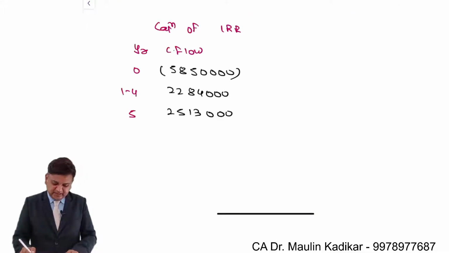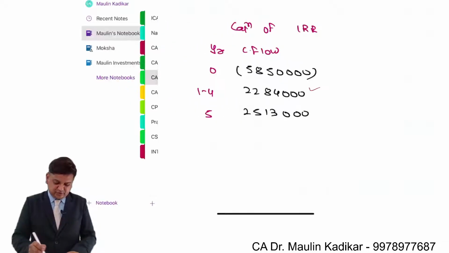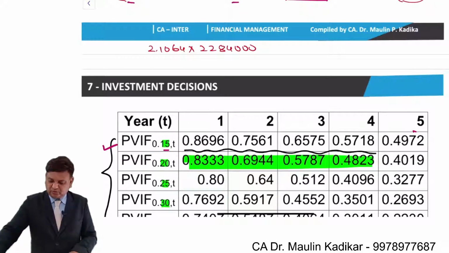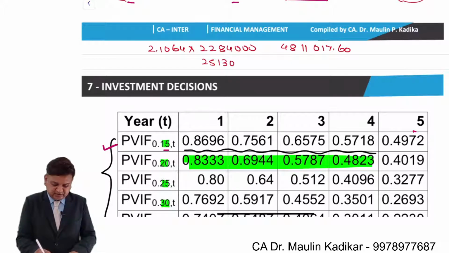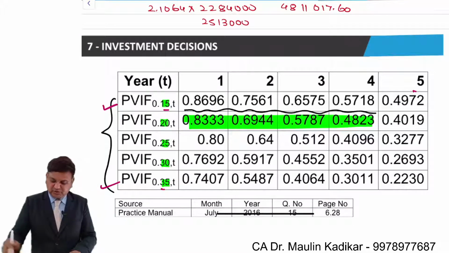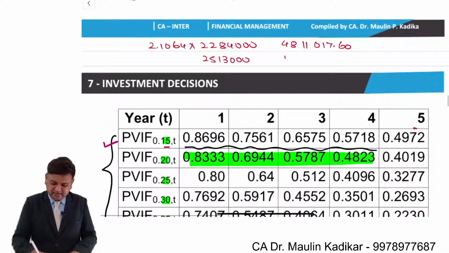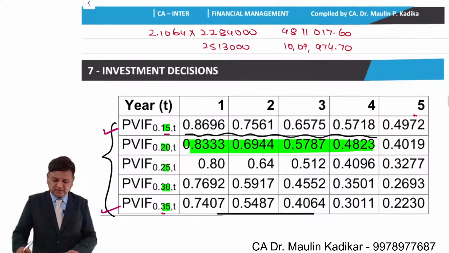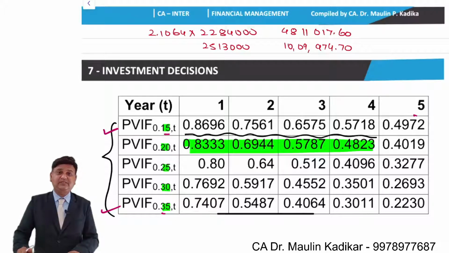Multiplying with year 1 to year 4 cash accrual of 22,84,000, I get the answer of 48,11,000. Last year it is 25,13,000 and the last year factor is 0.4019. So that comes to 10,09,974.7. Total of these two is 58,20,000. So we understand it's 58,20,000, which is exceeding the investment that we are going to make.